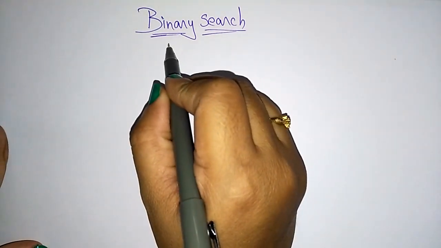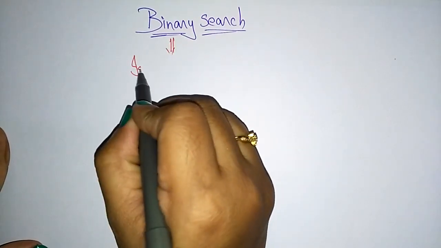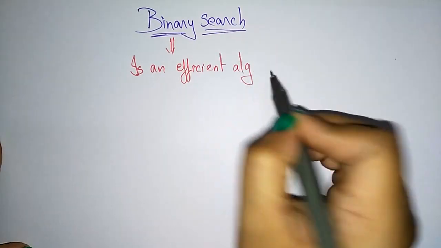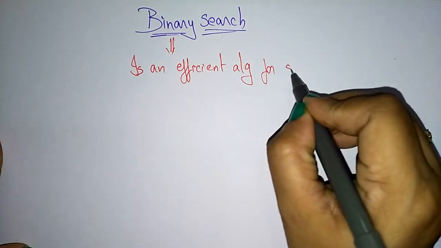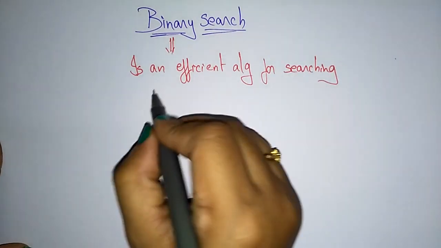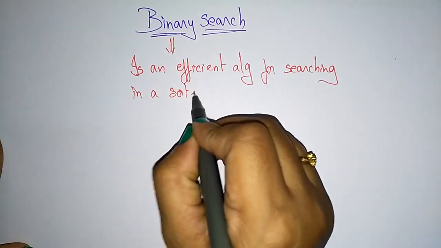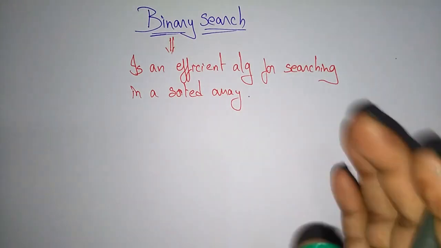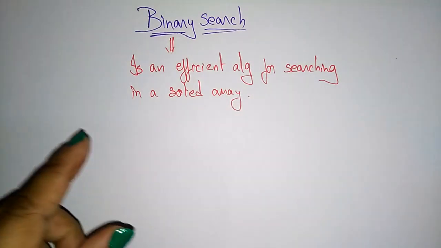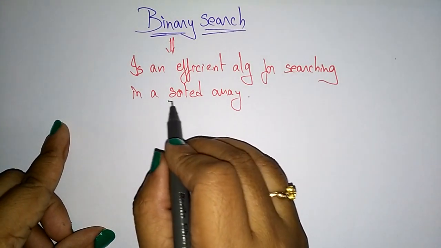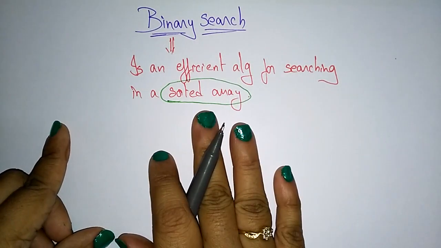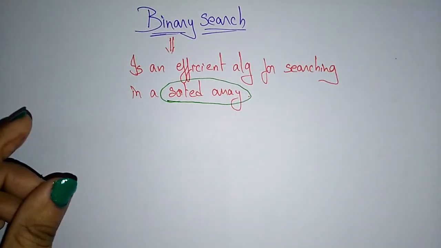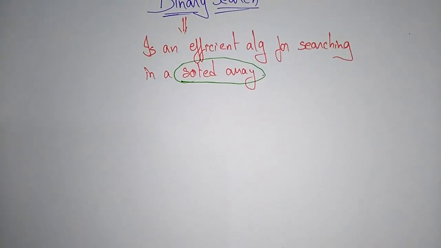So the binary search is an efficient algorithm for searching in a sorted array. So to search an element in an array, for binary search, the one thing you have to note is that you have to take only the sorted array. In the sorted array only you can search the element by using this binary search. Okay, so let us see this algorithm.